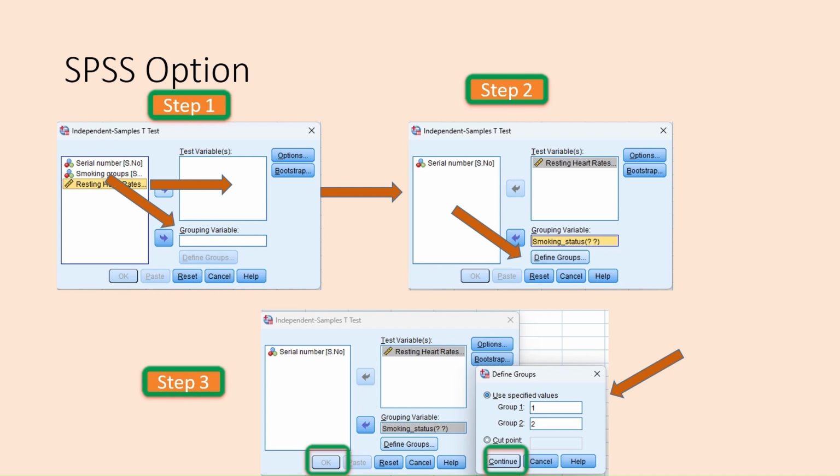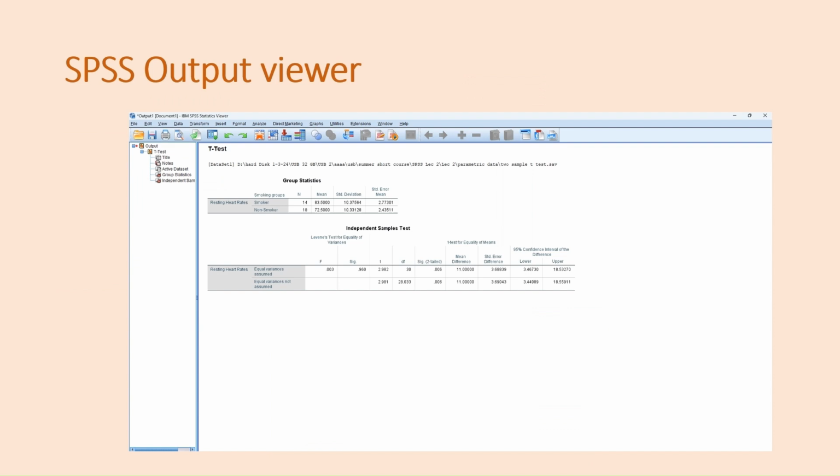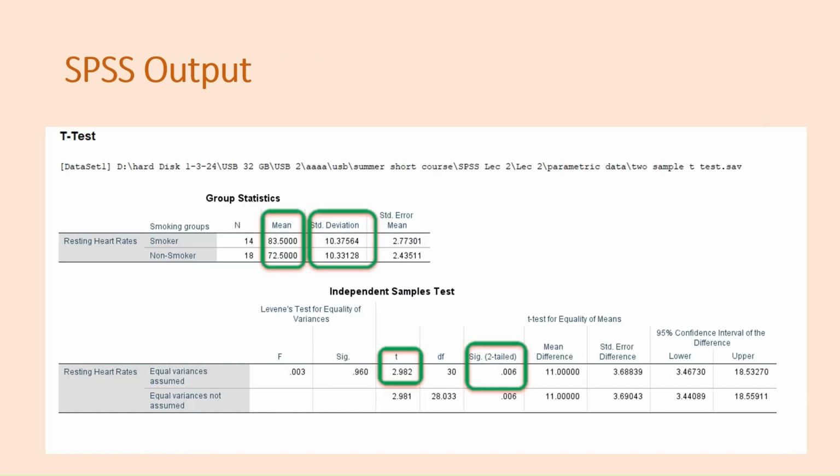When we press OK, the output viewer window shows the results of the independent sample t-test. The first table shows the group statistics. In group statistics, the sample sizes of both groups, N 14 and 18, the means 83 and 72, and the standard deviation and standard error of the mean are shown.